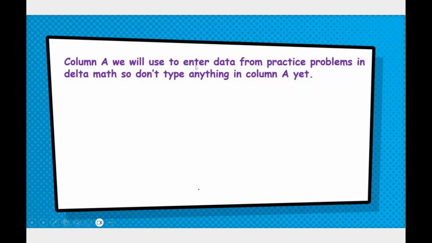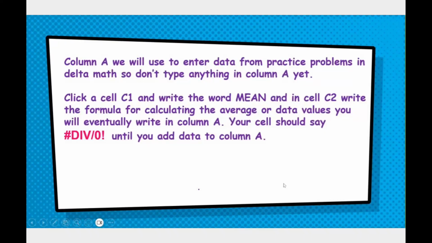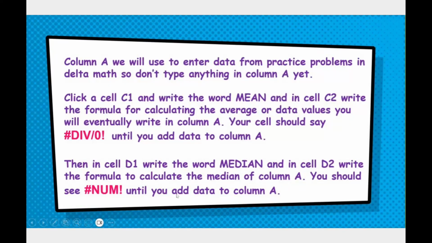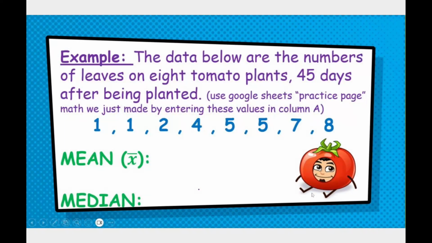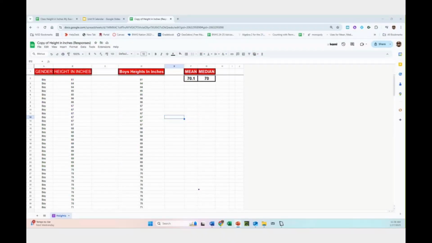And then in column A, we're going to enter data from practice problems and Delta Math, so you don't need to type anything in column A yet. And so in C1, we're going to write mean, and in C2, we're going to write the formula, and then we're going to do the same thing for median. So this is just some information. That's essentially what I'm doing. Okay, so we'll come back to this in a second.